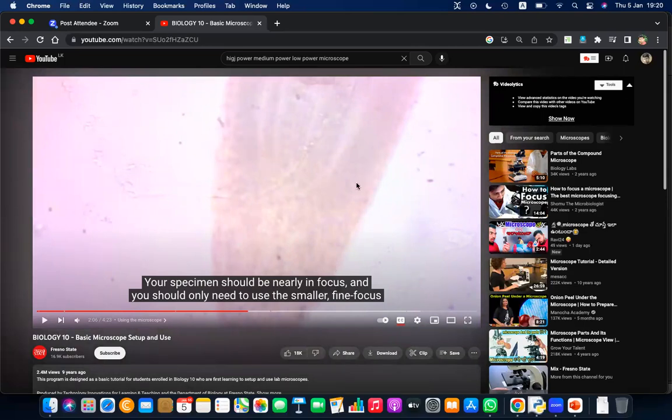We can increase it a little more. Then we can increase to the medium power, the 10x one. That is the medium power, right? We can change it to medium power then. Right. Then what? Low power, then the medium power.